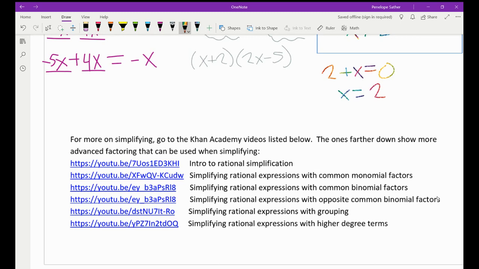I didn't do quite all of them. You might want to take a look at the common binomial factors and maybe some of the higher degree terms, just to get some more practice with different types of factoring.